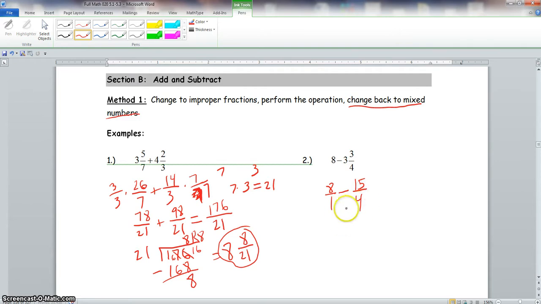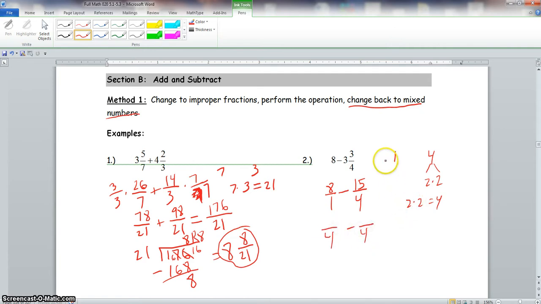Now we need to find a common denominator here. So we have 1 and 4. Now we know 1 does not have a prime factorization. Well, 4's prime factorization is 2 and 2. So we would just do 2 times 2, and that's 4. Our common denominator here would be 4.